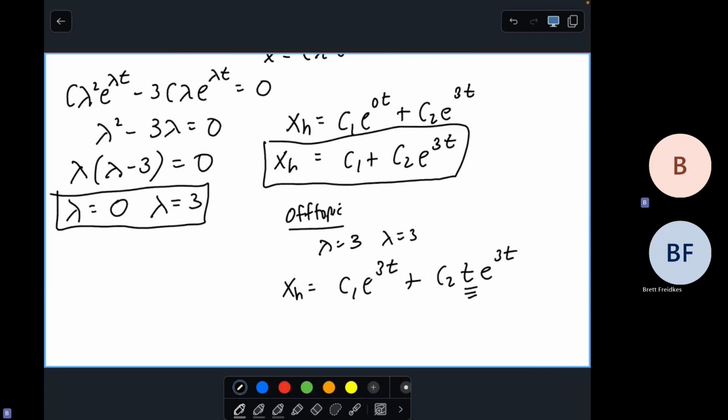If they're repeated, you have to do that. In this problem, you don't have to because they're 0 and 3. They're not repeated. You don't have to do that for this problem. But in another problem where you have repeated roots, yeah, you have to remember to do that.